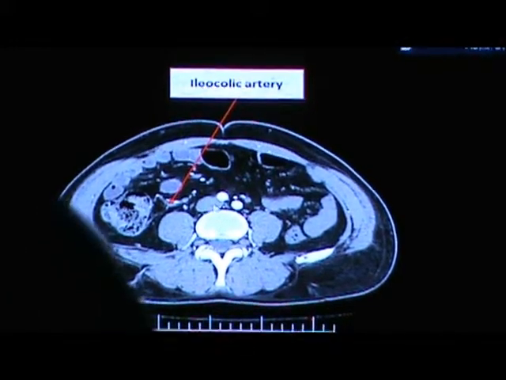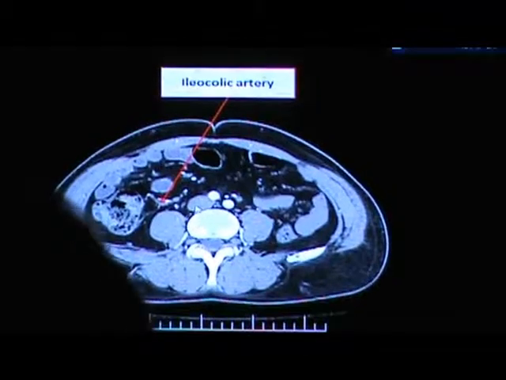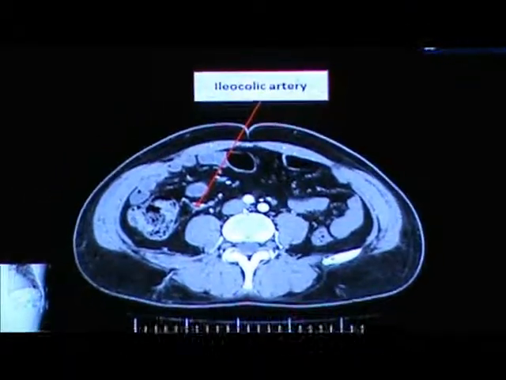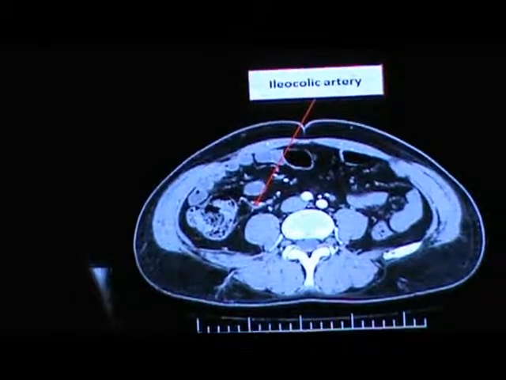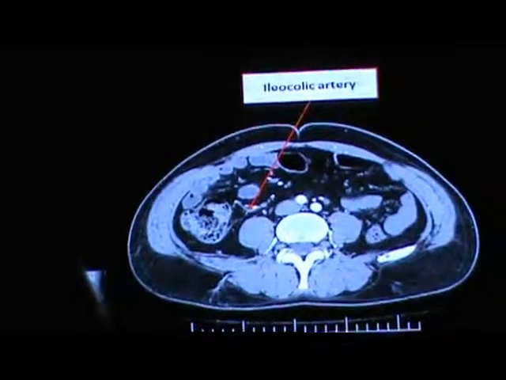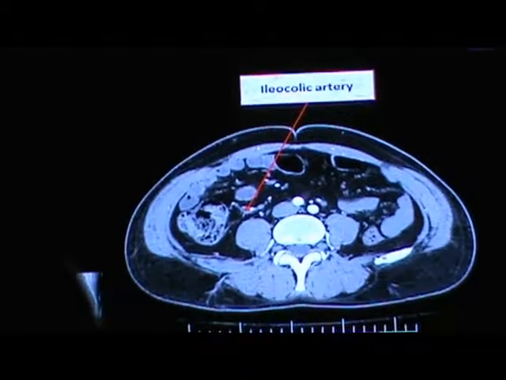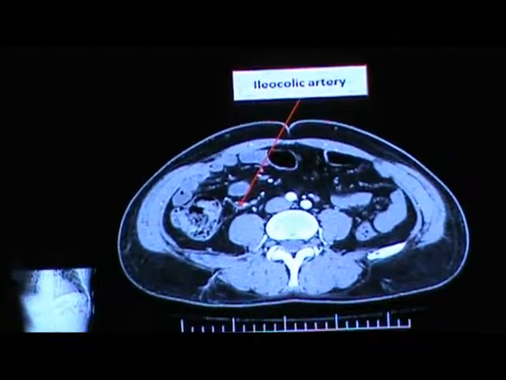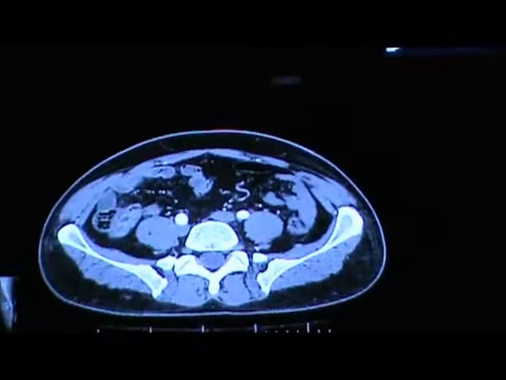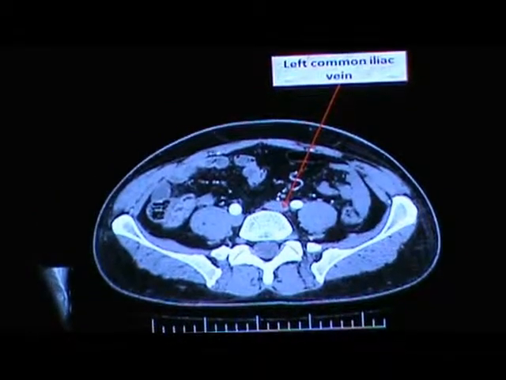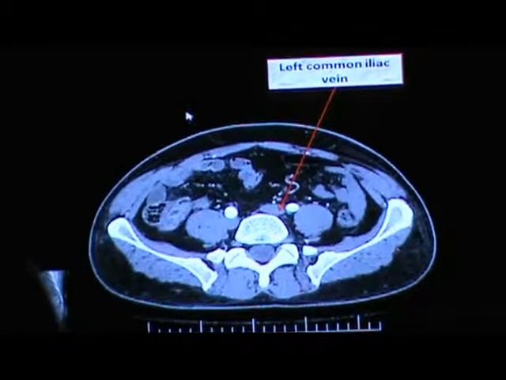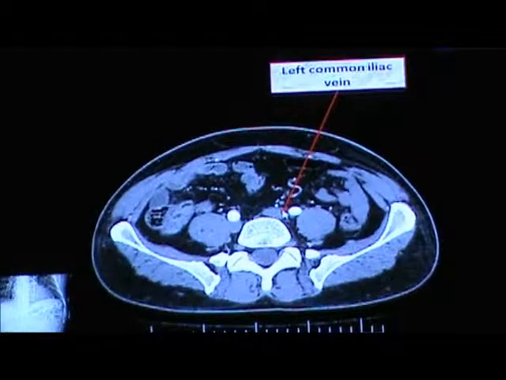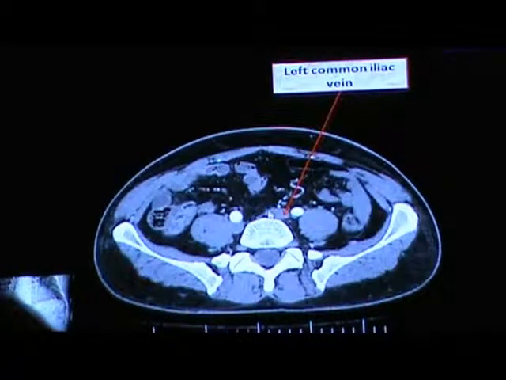And this is the inferior vena cava, which branches around one lumbar vertebra below the branching of the aorta. And this is the left common iliac vein. You can see how the inferior vena cava branches into those two, left and the right one.